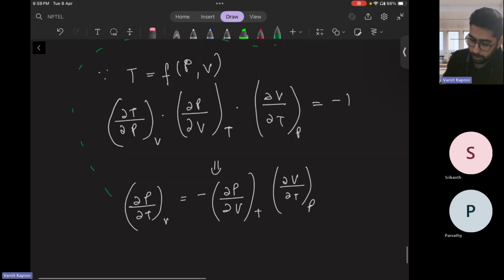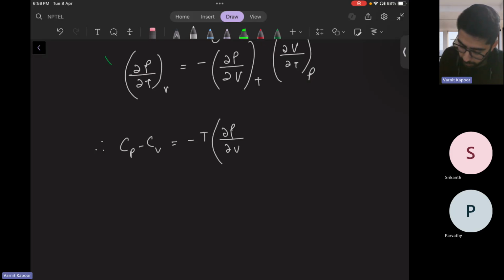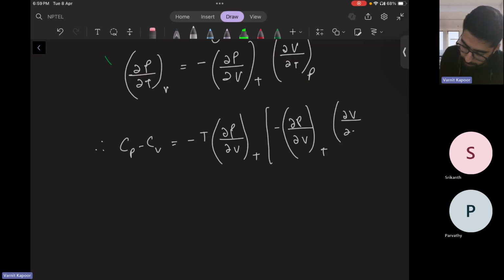Put this here. So you'll get ∂P/∂T at constant volume. Therefore, you can say that using this in the above, Cp minus Cv is equal to minus T times ∂P/∂V at constant temperature, into negative of ∂P/∂V at constant temperature into ∂V/∂T at constant pressure.